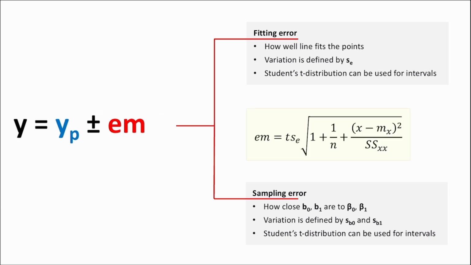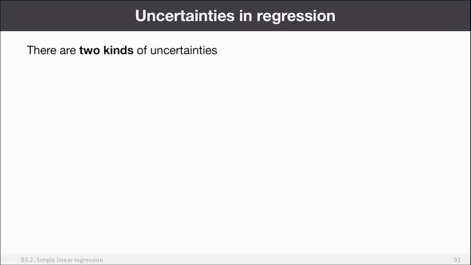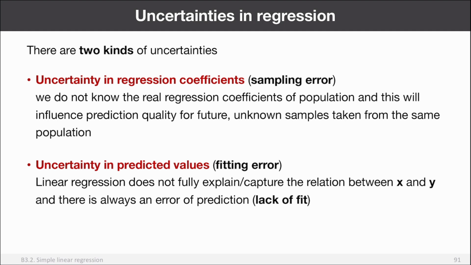So this is how to do it. Every time you make a prediction, you can also relate this prediction to reality by computing a confidence interval for your predicted value. And this confidence interval contains these two uncertainties, the fitting error and the sampling error. So just to sum up, you have uncertainty from the regression coefficients, which is a sampling error. You have uncertainty in the predicted values, which is a fitting error. And the sum of these two uncertainties is what you use to estimate the confidence interval of the real y value.